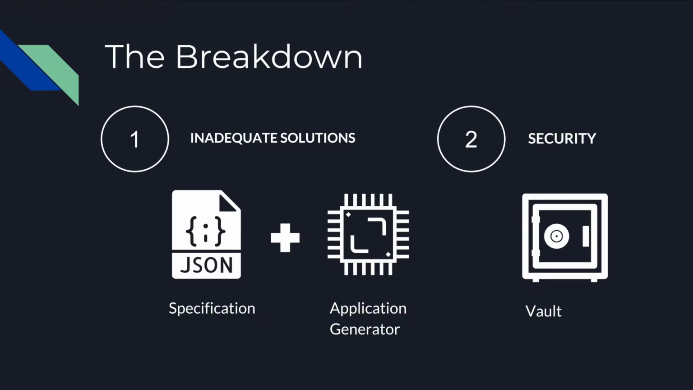How does our solution break down? Well, it's comprised of two main components. The first component is comprised of the JSON specification, which describes your application in its full, and the application generator, which actually creates your application. The second component is Vault. Vault provides top-notch security for your business. Let's break this down a little further.